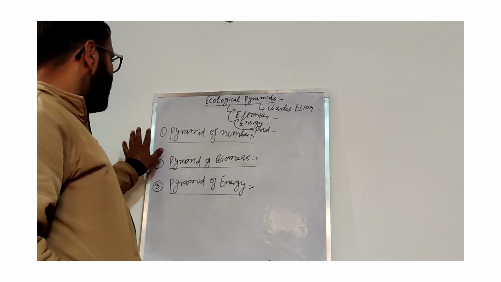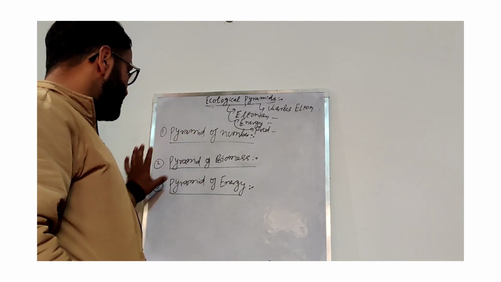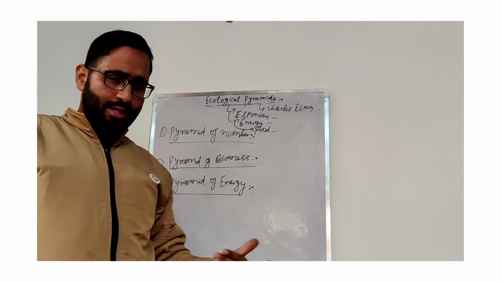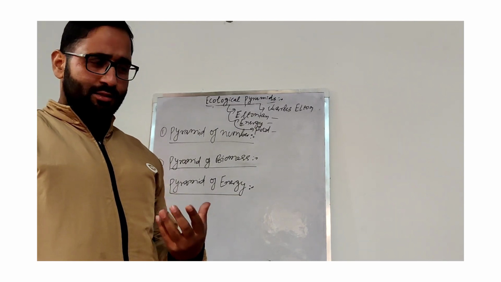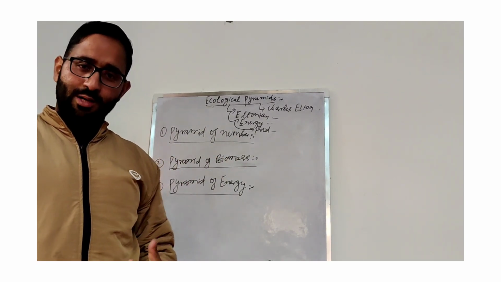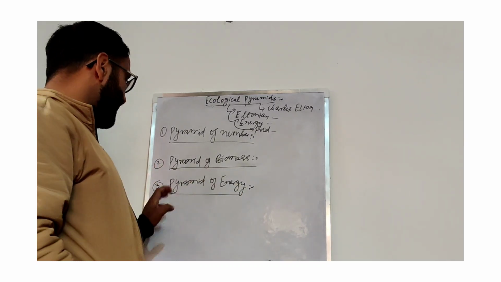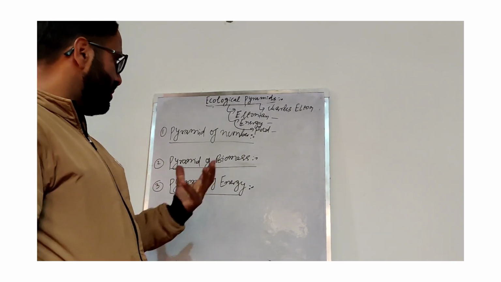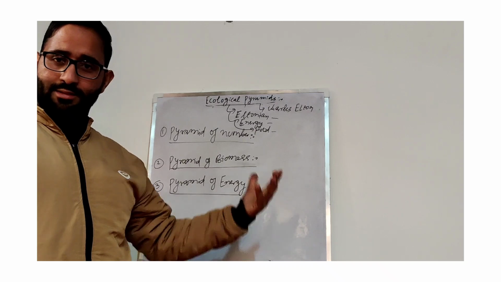Broadly, there are three different types of these ecological pyramids: pyramid of number, pyramid of biomass, pyramid of energy. In pyramid of number, it tells us about the number of organisms or individuals present at different trophic levels of a food chain. Likewise, pyramid of biomass tells us about the amount of biomass present at different trophic levels. And pyramid of energy tells us the rate at which energy is being accumulated at different trophic levels of a food chain. But in all of these we are seeing only the graphic representation of these things.